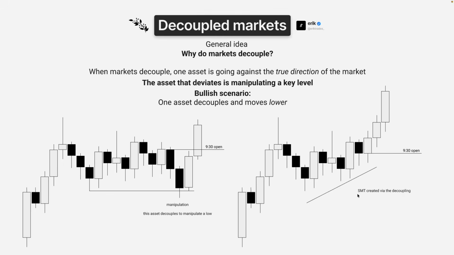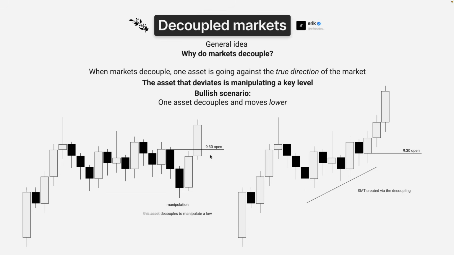So here you have the 9:30 open. One asset expands lower, the other asset expands higher. Now you have a manipulation of this relevant level. This asset is decoupling to manipulate a low, namely this low. And in a decoupling scenario, guys, you're always going to have an SMT. You just have to filter out which SMTs are high probability in the decoupling. So here, this asset decouples and sweeps this low, and you have an SMT created via the decoupling.